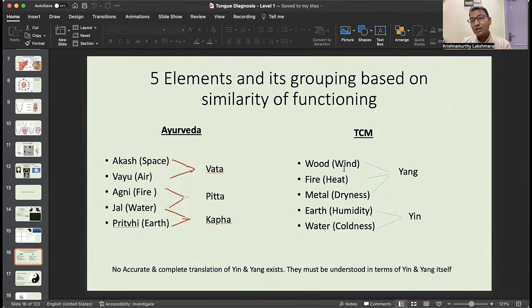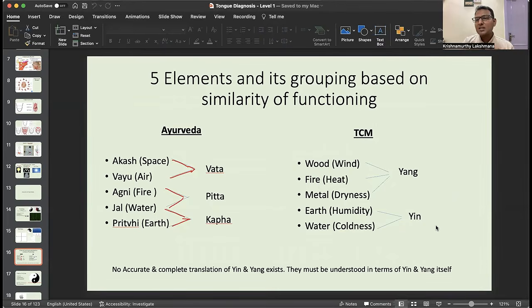So how have the TCM philosophers grouped them? If you group wood, fire, and metal, these 3 things put together are called yang. And earth and water put together are called yin.